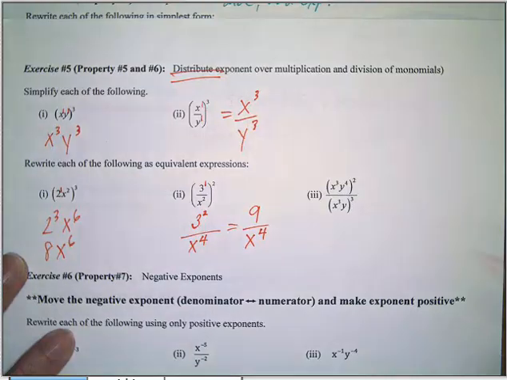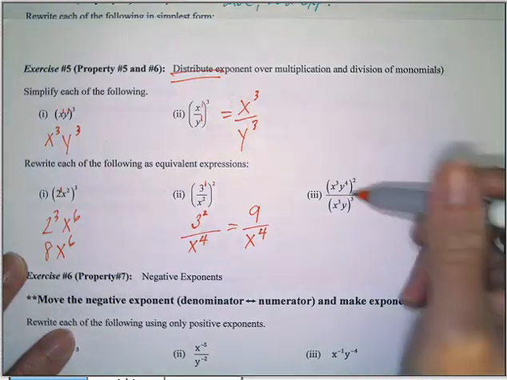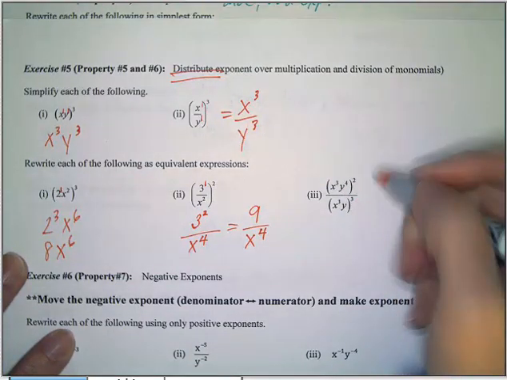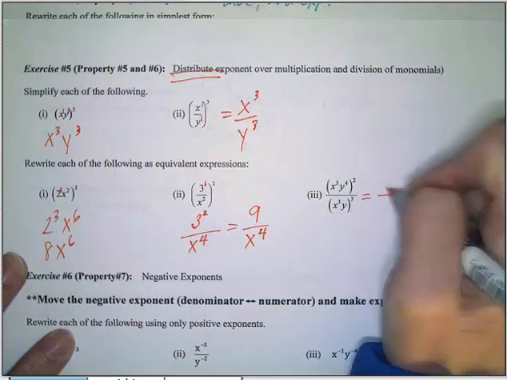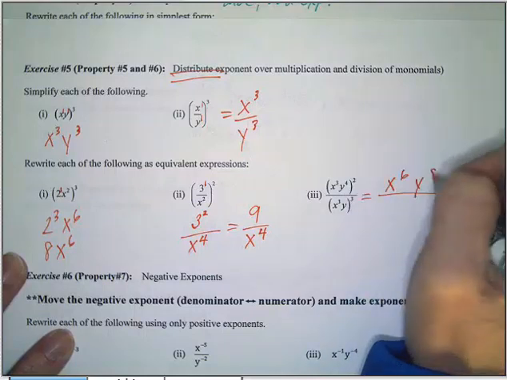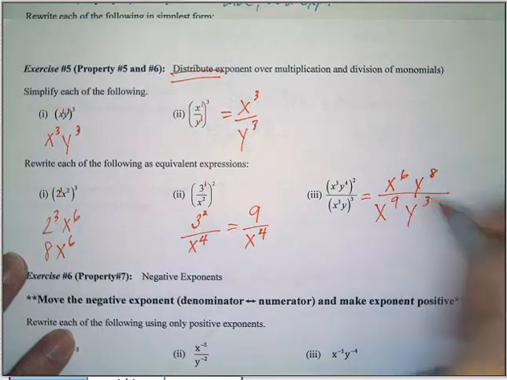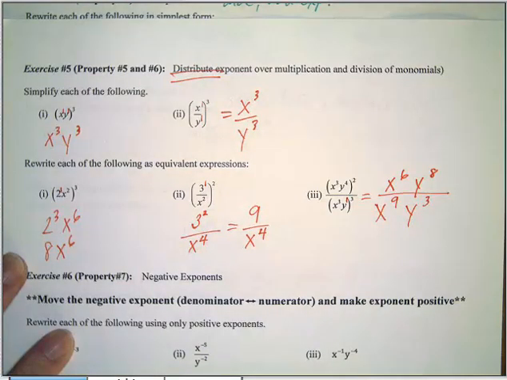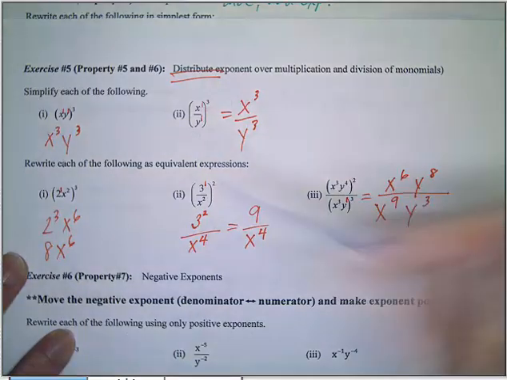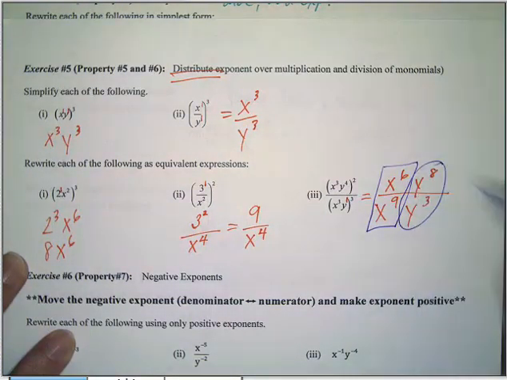In the third one, I'm going to give away the exponents first and then simplify. So I have x to the sixth and y to the eighth over x to the ninth and y to the third. Remember, this has a power of 1. Then I'm going to use my division rule to simplify, and remember, only like terms.